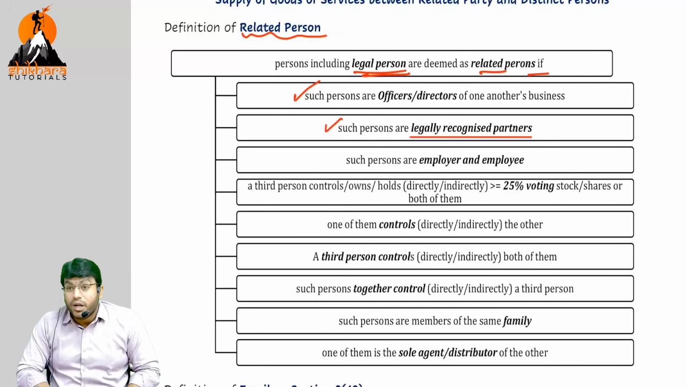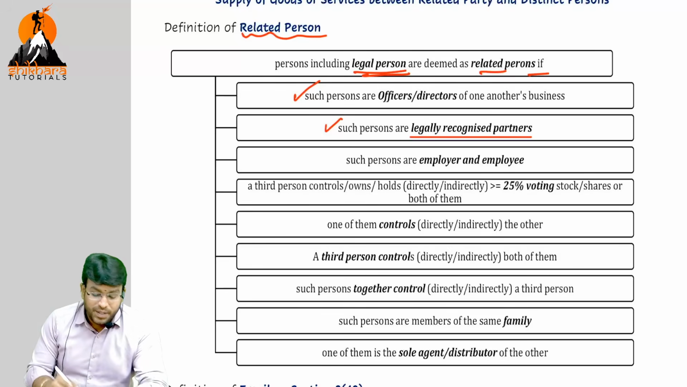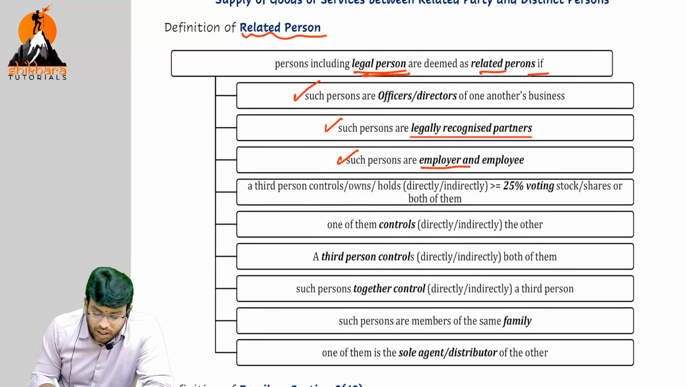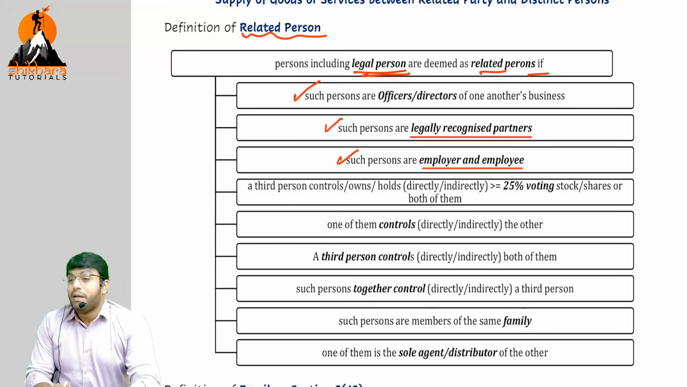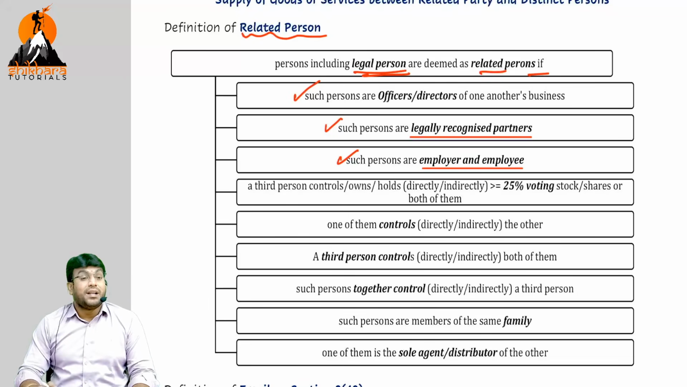Sir, understood? Everyone's reply, sir. Such persons are legally recognized partners. Next. Such persons are employer and employee. Employer and employee are always treated as related persons.